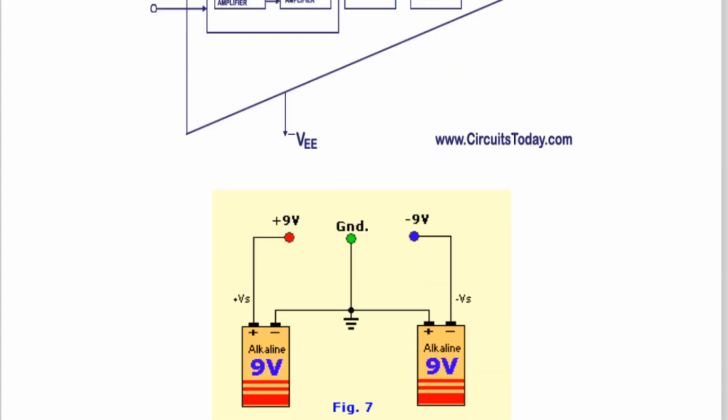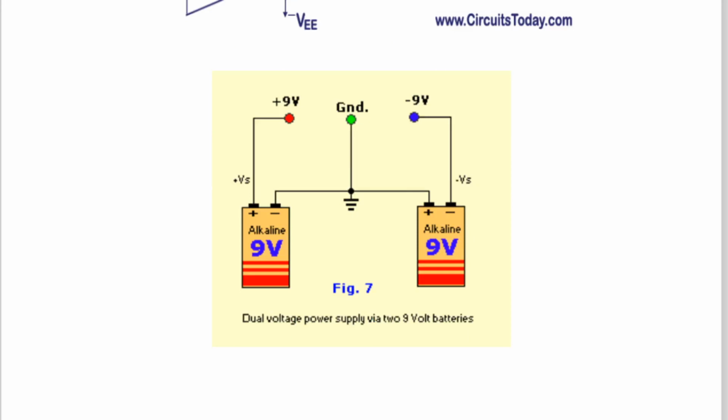Let us go to the dual power supply concept. What do you mean by dual power supply? Dual power supply is a very simple concept. If you have two batteries, each of 9 volts, each battery has two terminals, plus and minus. You connect them such that the negative of the first battery is connected to the positive of the second battery, and that junction is declared as the ground pin.